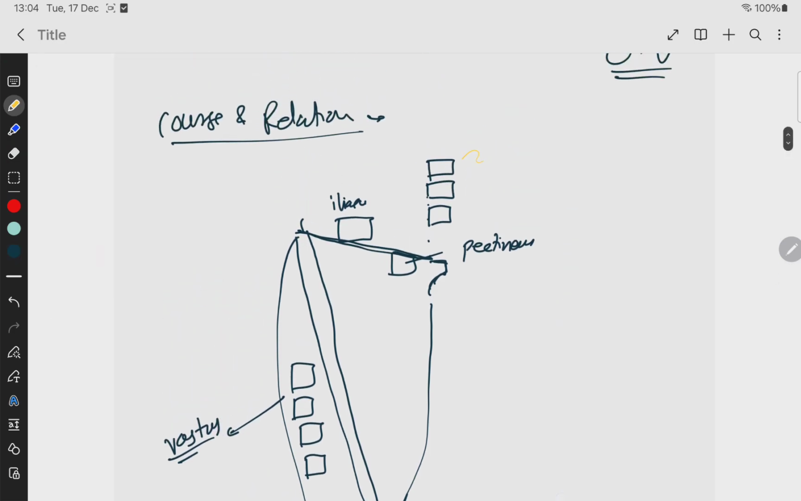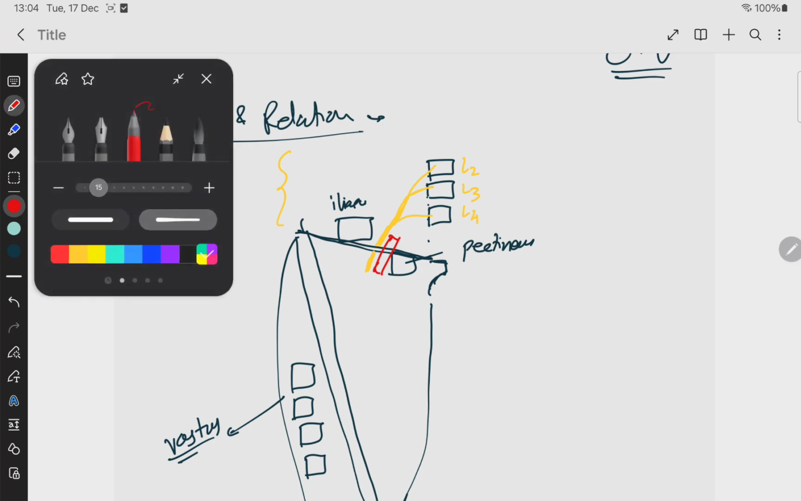Femoral nerve originates from L2, L3, L4 segments. These three form the femoral nerve. Then it lies in the abdominal cavity, then it leaves the abdominal cavity just passing below the inguinal ligament. Here it lies lateral to the femoral artery.